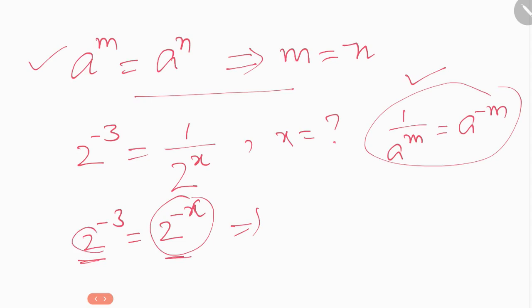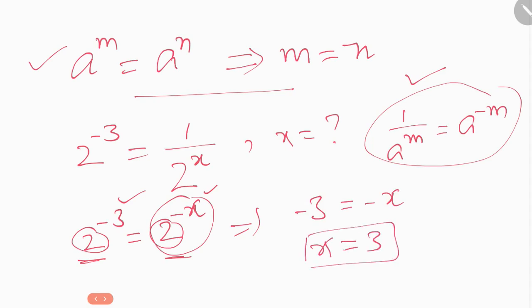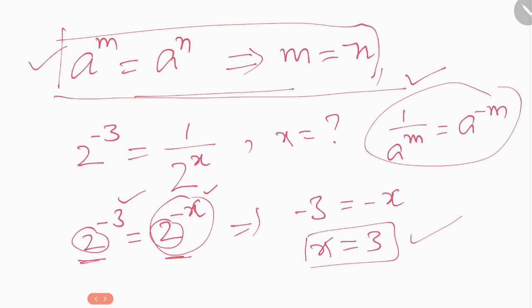That means here the bases are equal, so the powers are also equal. By that, minus 3 is equal to minus x. Both the minus signs cancel, and we get x equal to 3. So this is the way of finding x values in these kinds of problems. That's the reason this is a very important law.